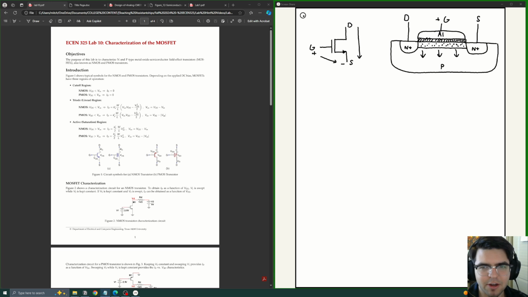And as we'll see later, there are operating regions similar to BJTs, where if the gate to source voltage is in a certain range or the drain to source voltage is in a certain range, then the device is going to act differently depending on the sort of current that it outputs.